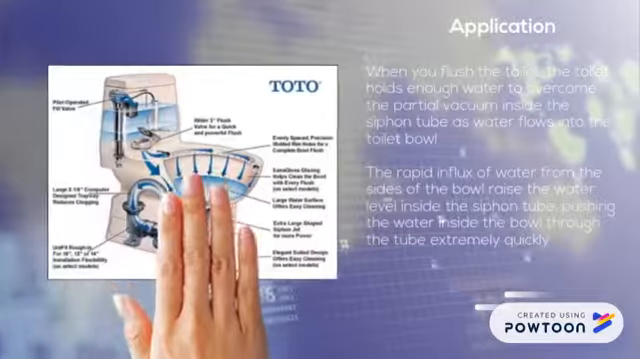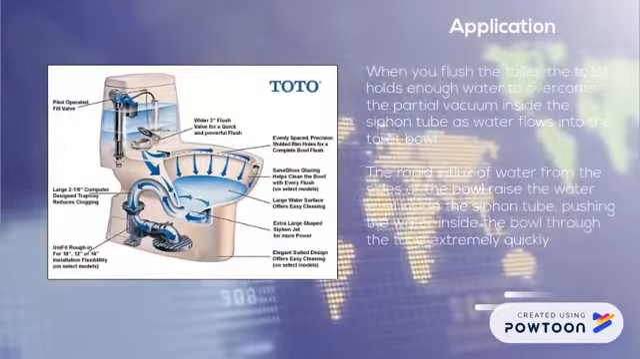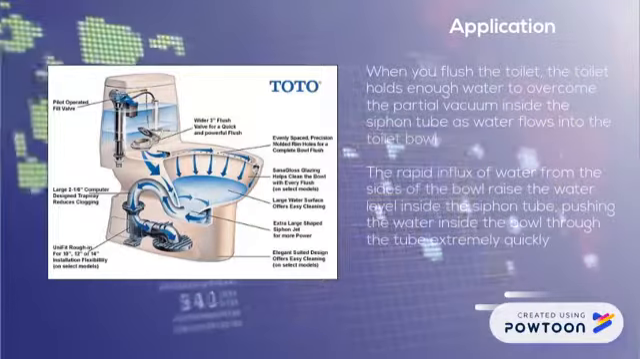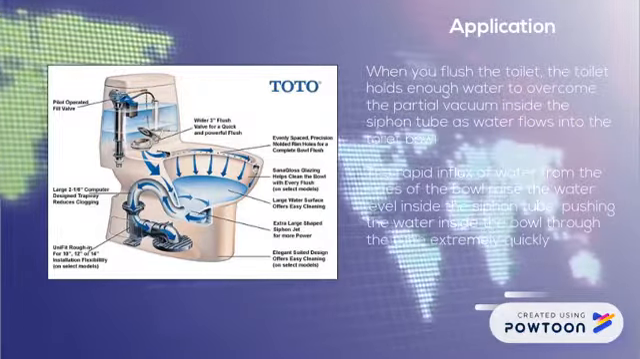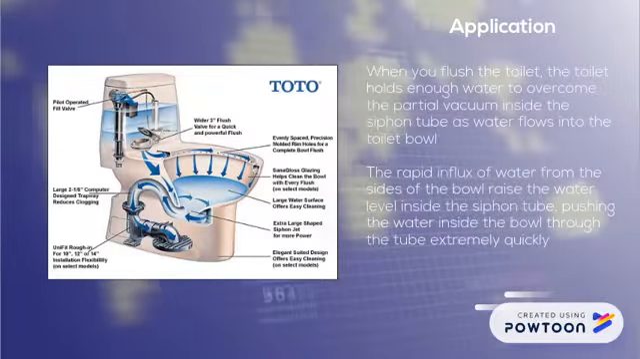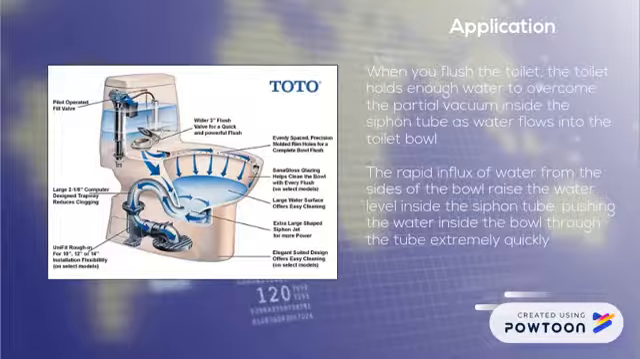When you flush, the toilet holds enough water to overcome the partial vacuum inside the siphon tube as water flows into the toilet bowl. The rapid influx of water from the sides of the bowl raises the water level inside the siphon tube, pushing the water inside the bowl through the tube extremely quickly.